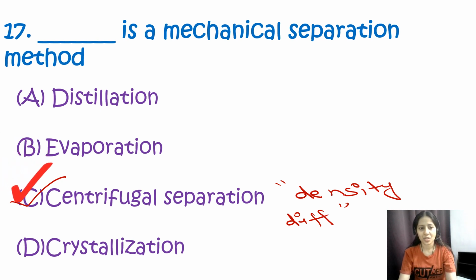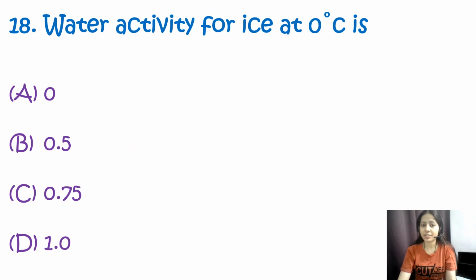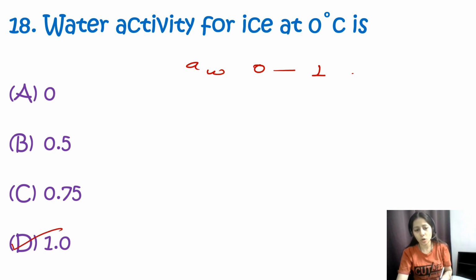Next, question number 18. Water activity for ice at 0 degrees Celsius is 0, 0.5, 0.75 or 1. So we know what water activity is. Water activity is a measure of free water content in a substance which ranges from 0 to 1. Now at equilibrium condition, the water activity of pure ice is considered to be 1. So my correct option is 1. Now it indicates that it has a maximum water content. Therefore the correct option is my option number D.